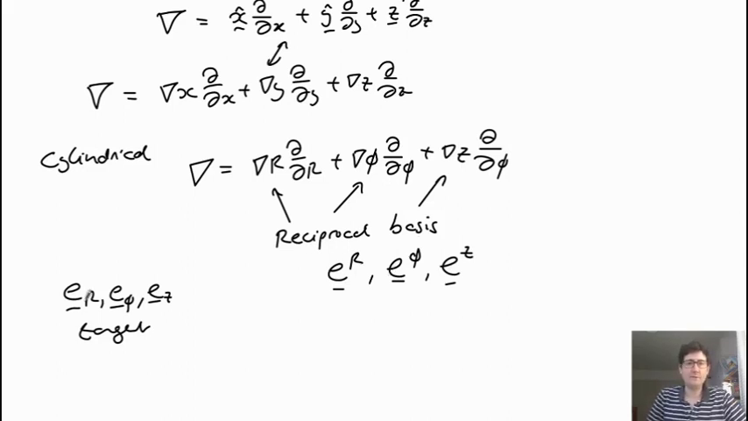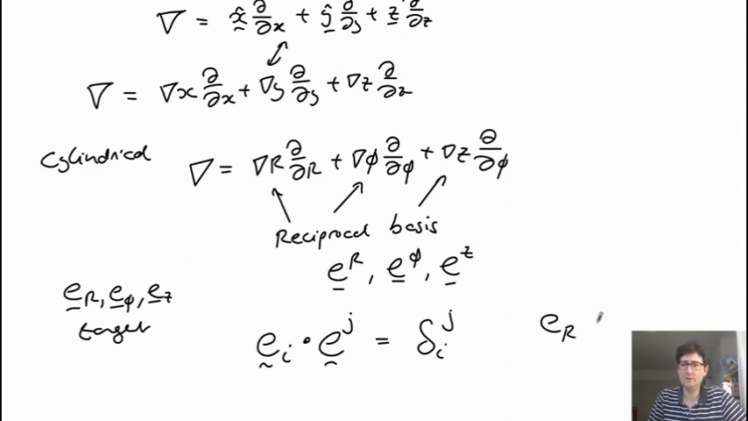And they have a very useful property, which is that the dot product of these two is the Kronecker delta. So for example, E_i, by which I mean where i can be r, phi, or z, dot product with any of these, so E^j. So again, j can be either r, phi, or z. Is delta i j, which means that E_r, for example, is orthogonal to both E^phi and E^z. So E_r is perpendicular to E^phi and E^z.